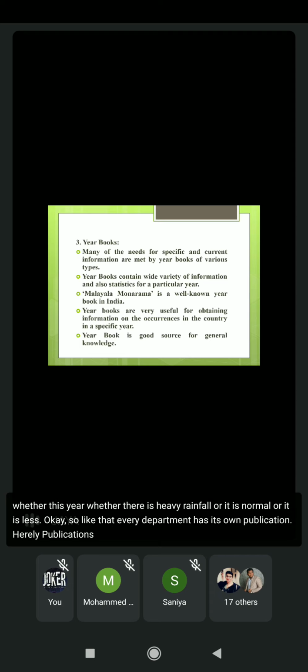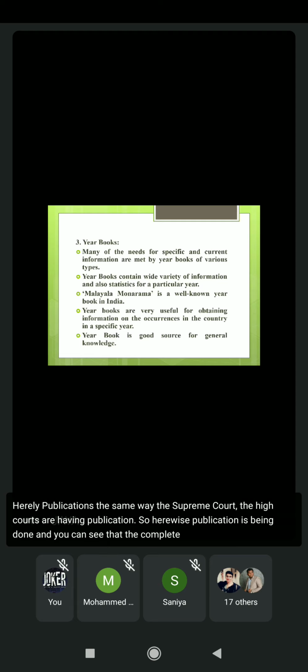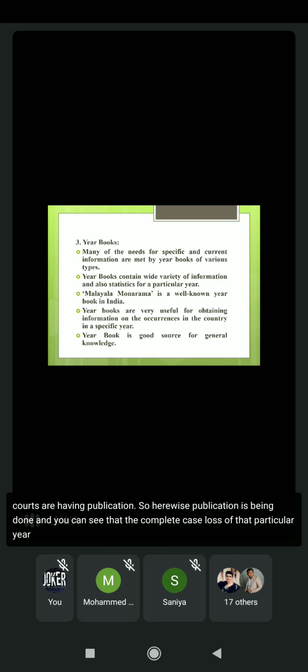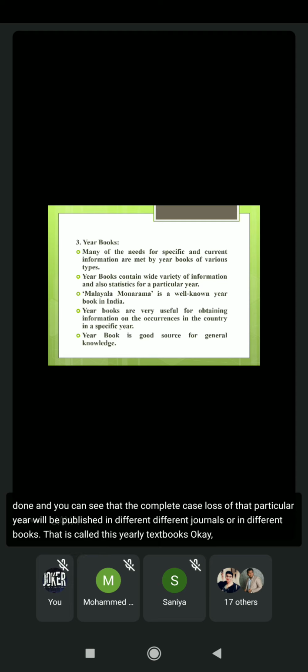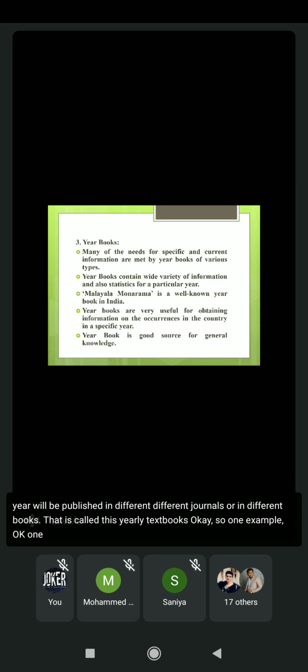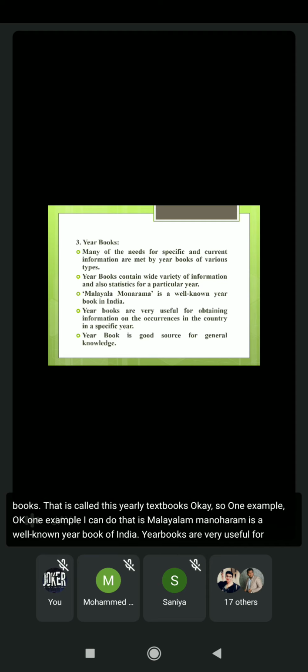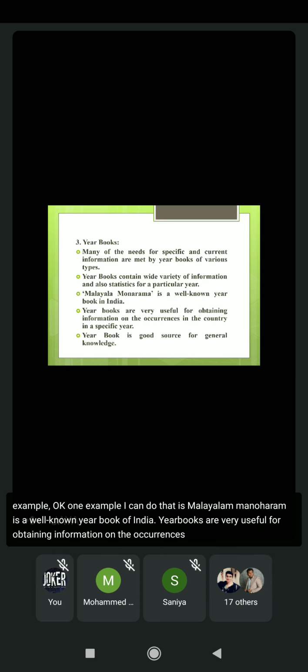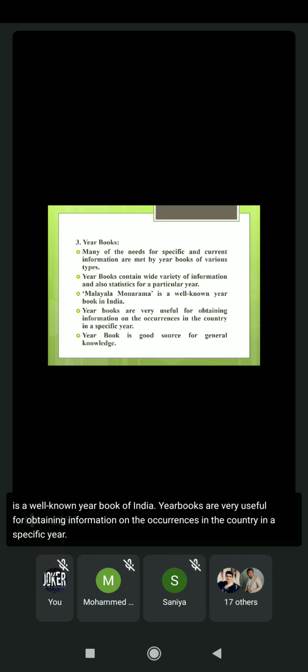In the same way the Supreme Court and the High Courts have publications. Year-wise publication is done, and the complete case laws of that particular year will be published in different journals or books, which are called yearly textbooks. One example I can give is Malayala Manorama, a well-known yearbook of India. Yearbooks are very useful for obtaining information on occurrences in the country in a specific year. A yearbook is a good source for general knowledge.